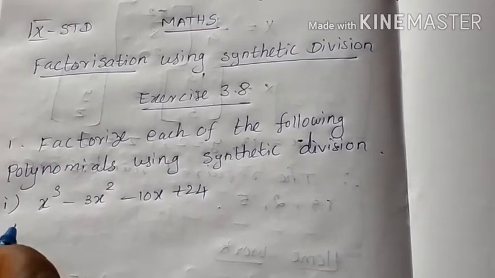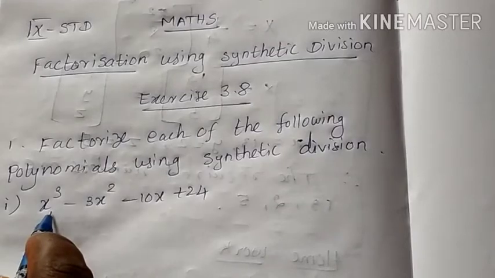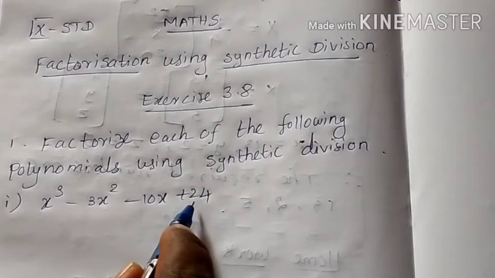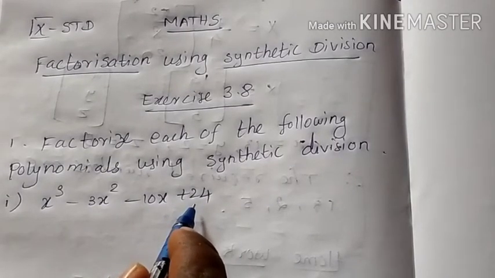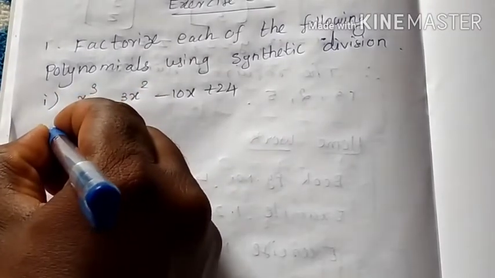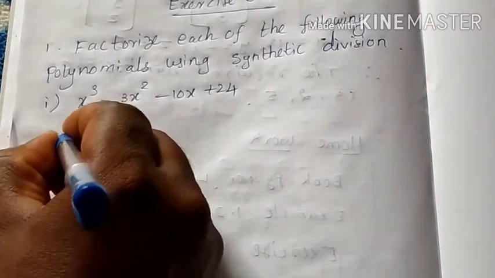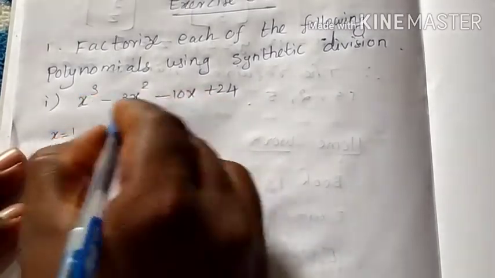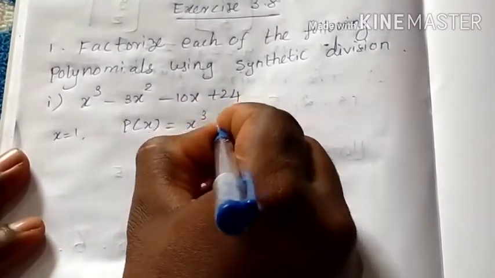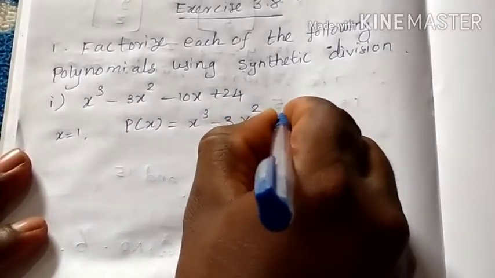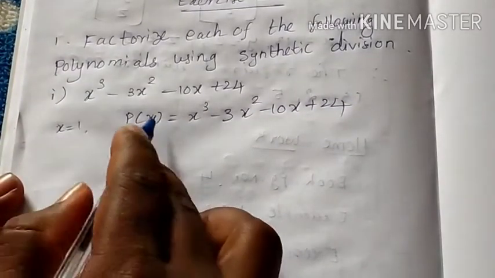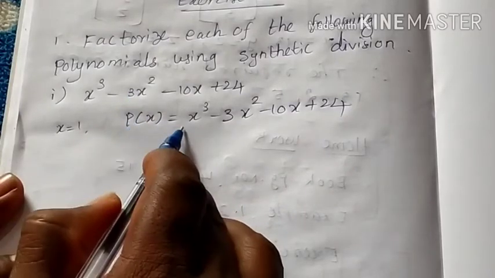The polynomial in the first subdivision is x cube minus 3x square minus 10x plus 24. This is your given polynomial. Listen carefully. First substitute x is equal to 1. Write the given polynomial as p of x. P of x is equal to x cube minus 3x square minus 10x plus 24. This is your first step.